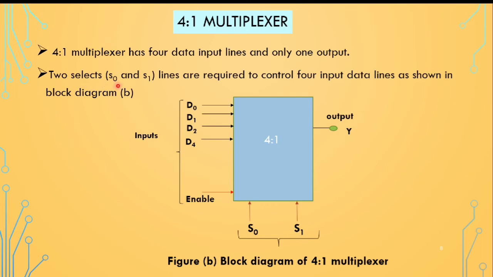So 2 select lines, S0 and S1, are required to control the 4 input data lines, as shown in block diagram B. Here we are using 2 selects, m is equal to 2, and these are our 4 data input lines, and this is the only 1 output line. This enable is always equal to 1.